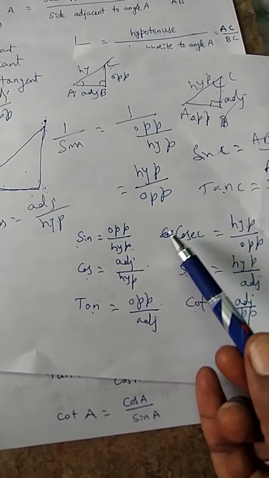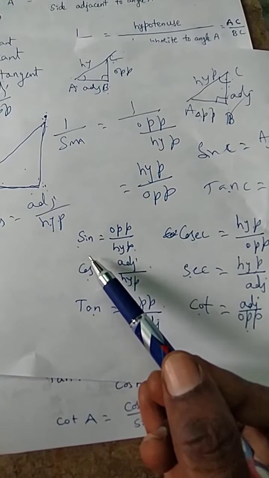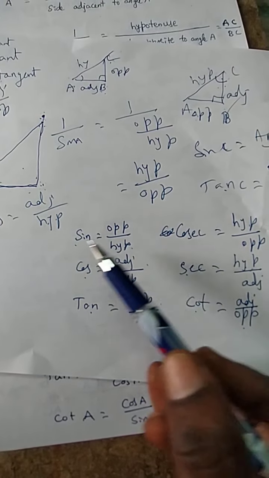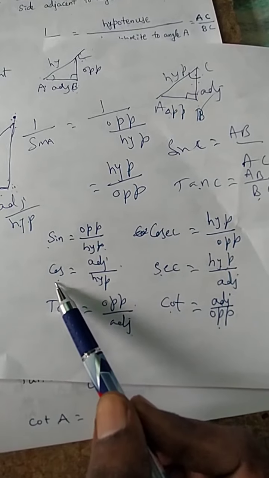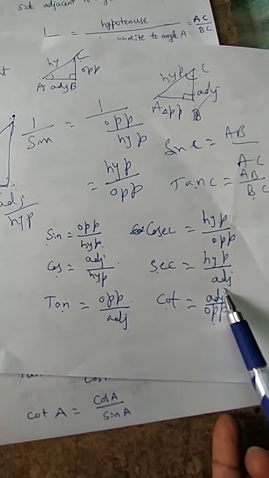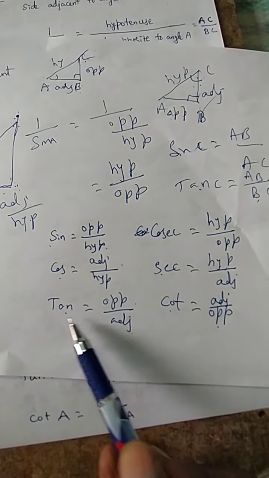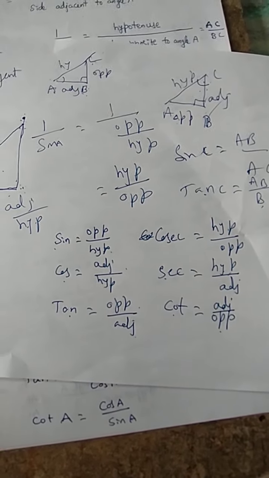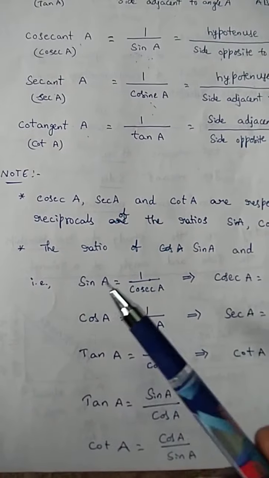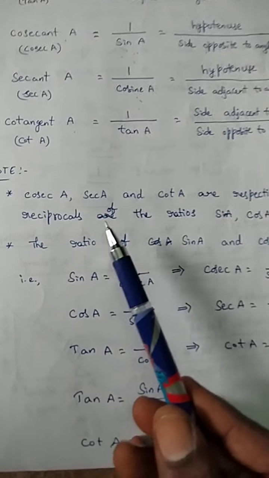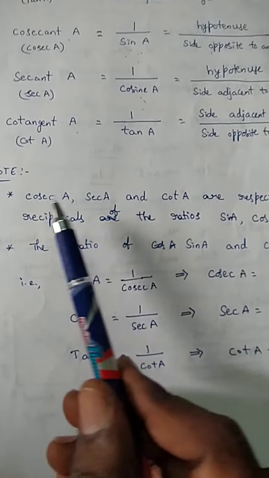So these are the reciprocals of these trigonometric ratios. Cosecant is the reciprocal of sine, which means cosecant is hypotenuse by opposite. Secant is the reciprocal of cos, then hypotenuse by adjacent. Cot is the reciprocal of tan, then adjacent by opposite. Okay, so we are discussing some more note points belonging to the trigonometric ratios. I'm writing here.